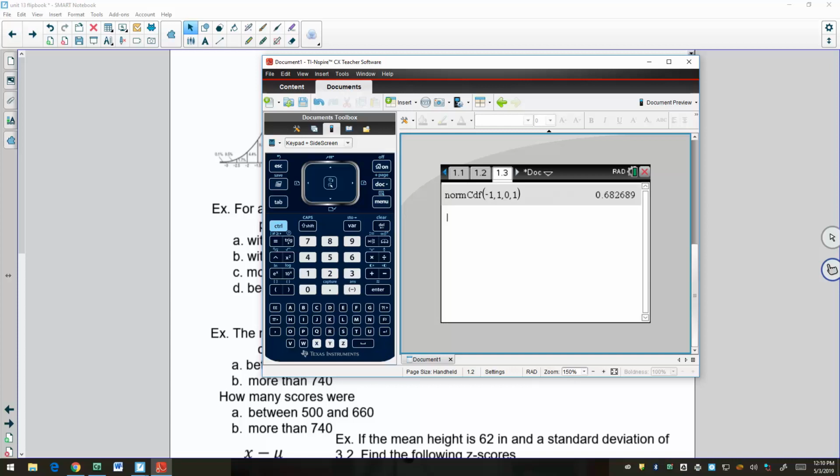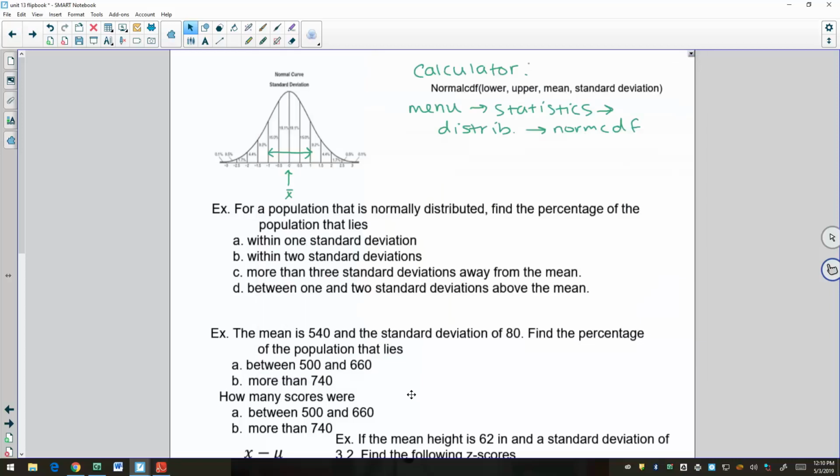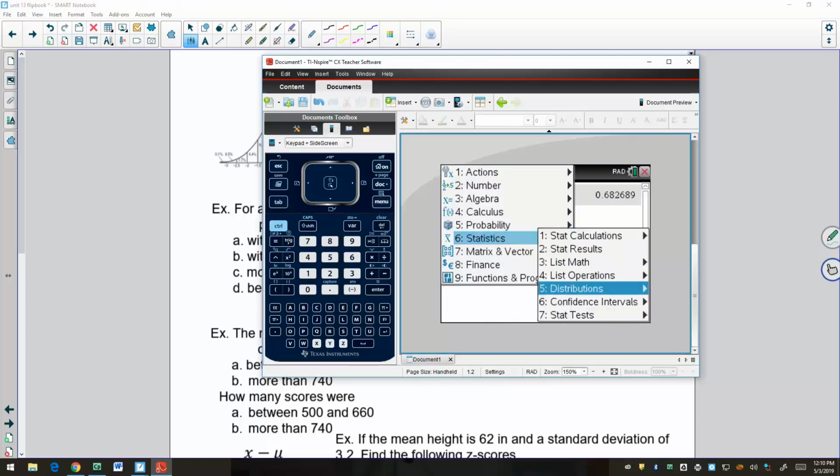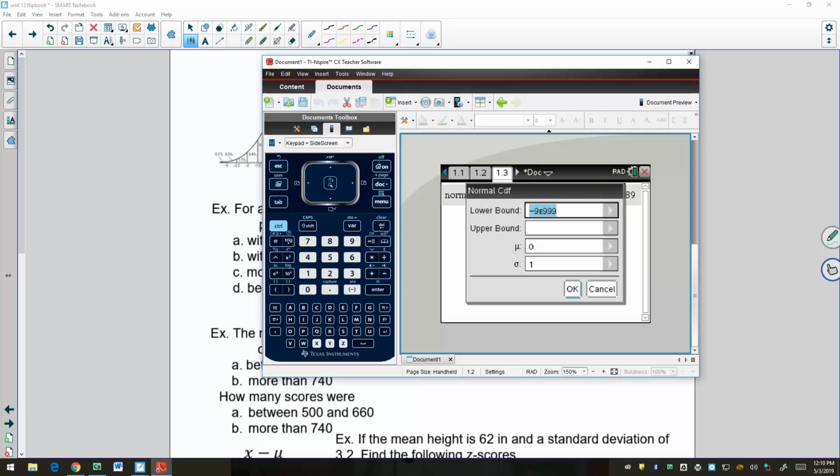If we hit OK, remember, this isn't as a percent, it's a decimal, so you'd have to convert that to a percent. So just move the decimal 2 spots to the right, or multiply this number by 100. So it's approximately 68.27%. So write that down for the first answer, 68.27%. Now the second part says go within 2 standard deviations. So this time you're going to do Menu, Statistics, Distributions, number 2. We want to go from -2 to 2.